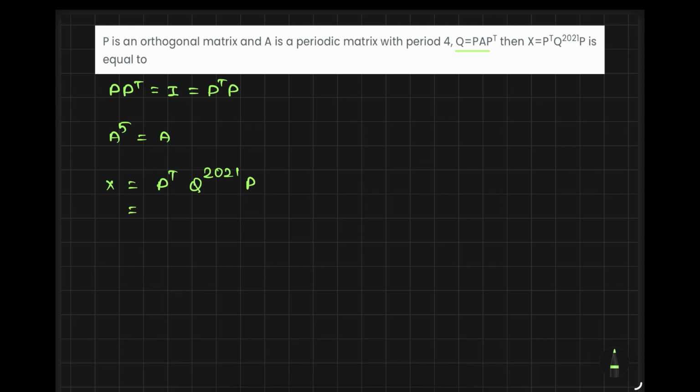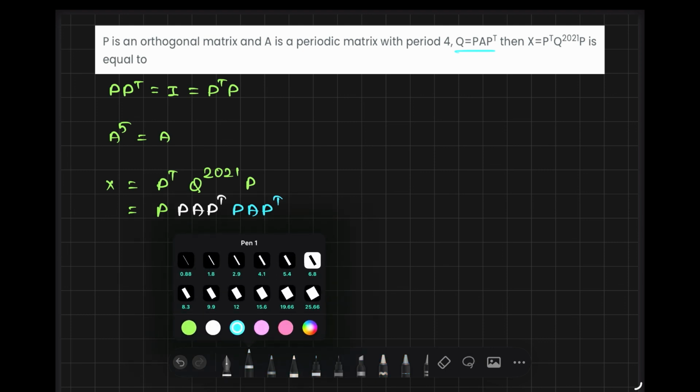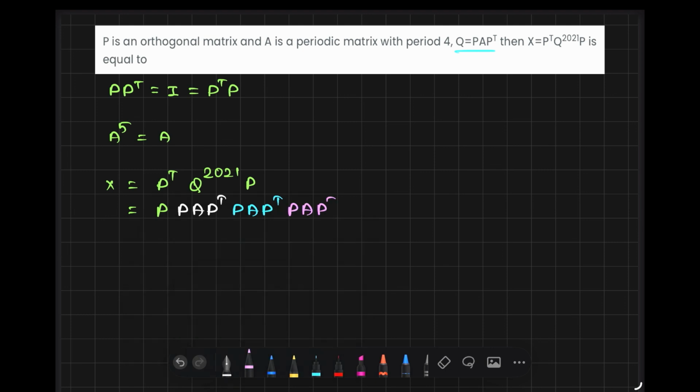Now, look at this. Can I write Q as Q into Q into Q, 2021 times? And in place of Q, can I write PAP transpose? Okay, the value of Q is PAP transpose here. Again PAP transpose, again PAP transpose, again PAP transpose, and this thing will keep on going, and last also PAP transpose and then P.